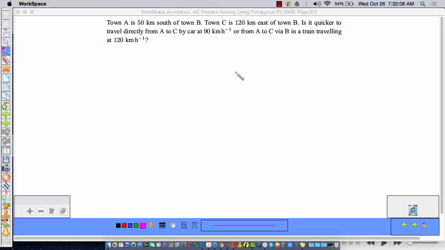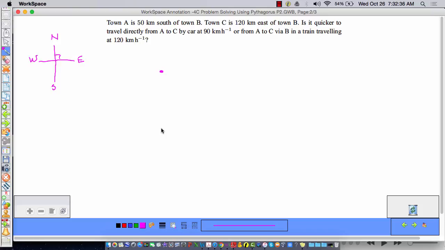As always, the most important part of solving some of these is a nice diagram. Town A is 50 kilometers south of Town B. So let's get our compass: north, south, east, west, just for reference. And of course, these are going to be perpendicular. So Town A is south of Town B.